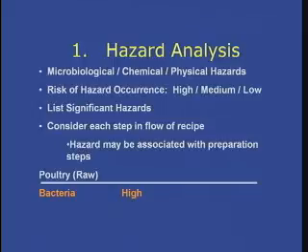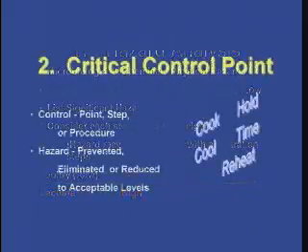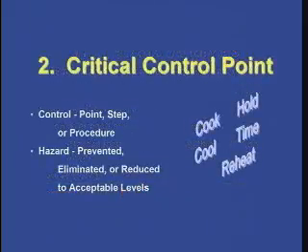For example, hazards can occur during preparation if cross-contamination is a problem. Critical control point, principle number 2. A critical control point is a point, step, or procedure where the hazard that's associated with the food can be prevented, eliminated, or reduced to acceptable levels.